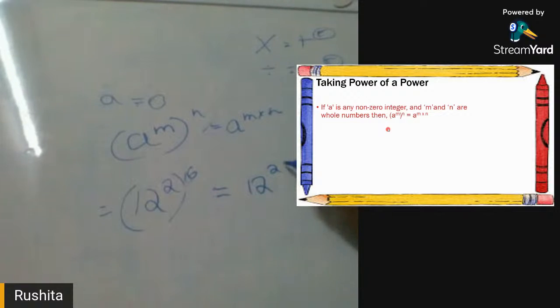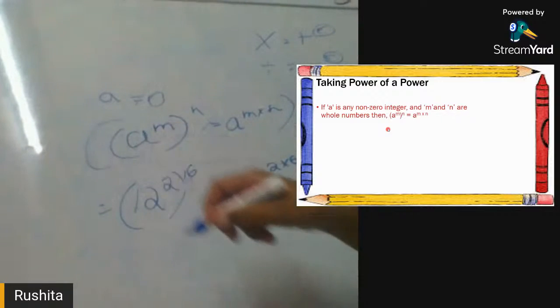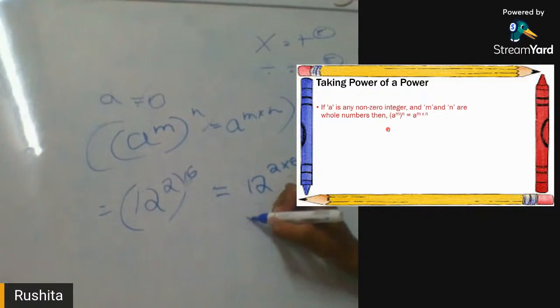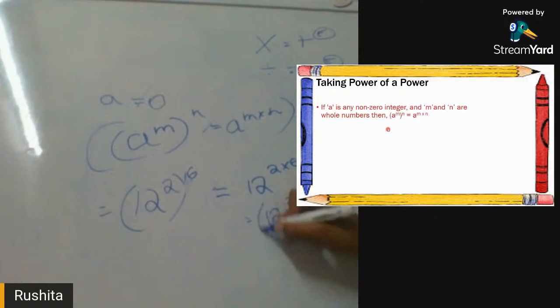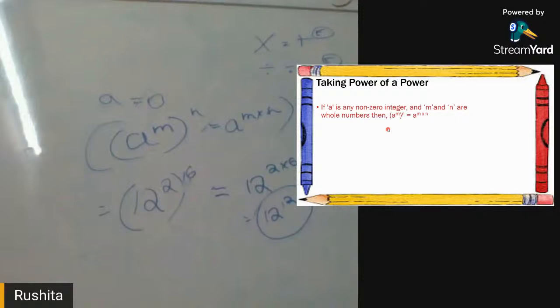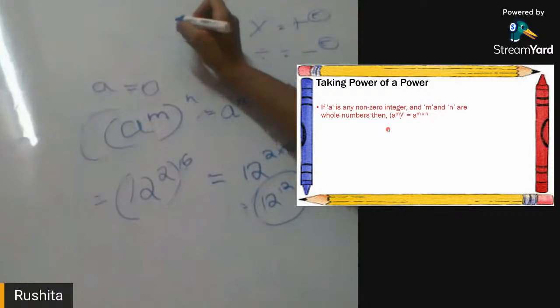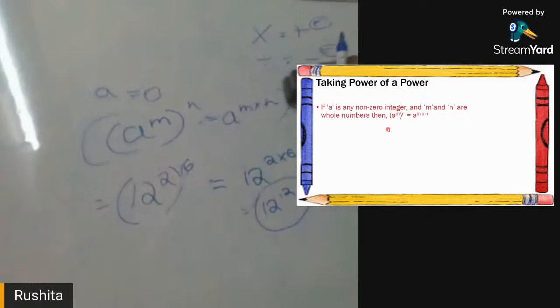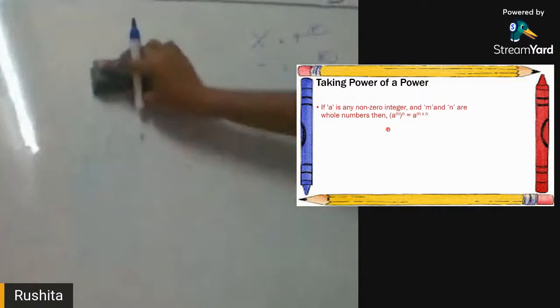12 to the power of 2 into 6. Now what is this answer? This is the formula, so there's no numeric answer yet. 6 2s are 12, so 12 to the power of 12 is the answer. Understood? Yes. Now for power of a power, I'll write it. Now we will see some examples in the presentation.